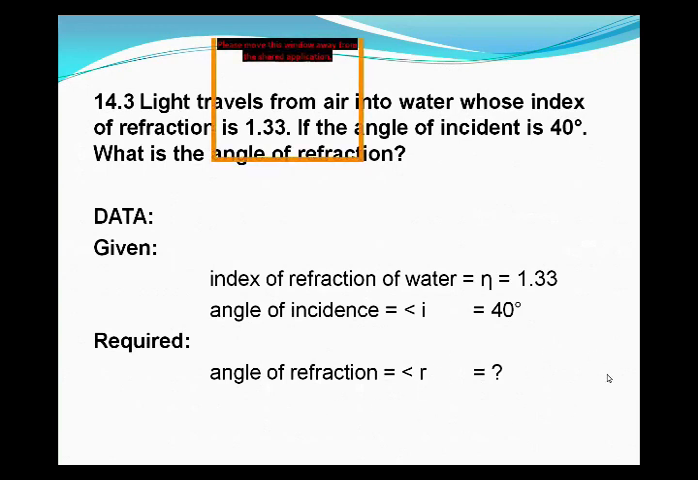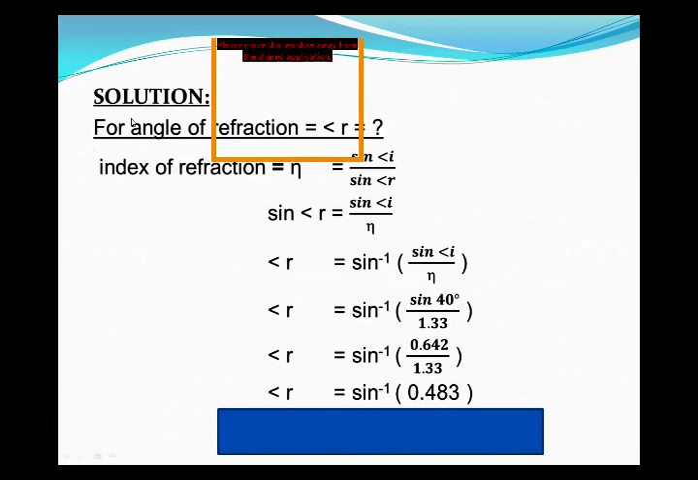This is the question. Now here in the solution, first of all, we will write the required: the angle of refraction, angle R, equals question mark. And here we can say that in the formula, the index of refraction n is equal to sine angle I upon sine angle R. It is another formula for finding the index of refraction when the angle is given. So n is equal to sine angle I upon sine angle R.